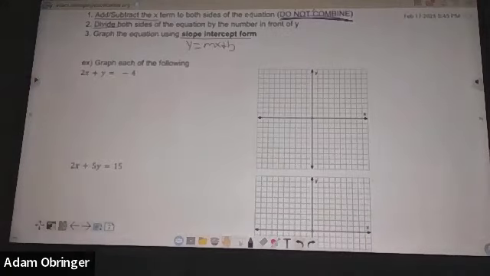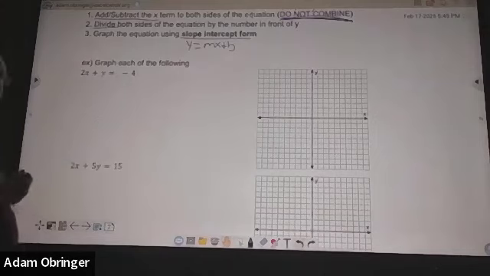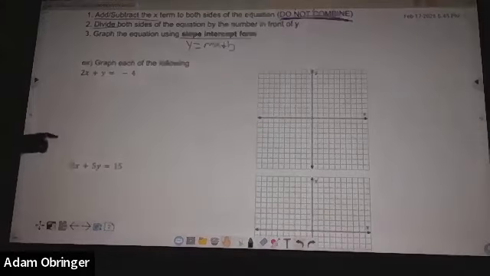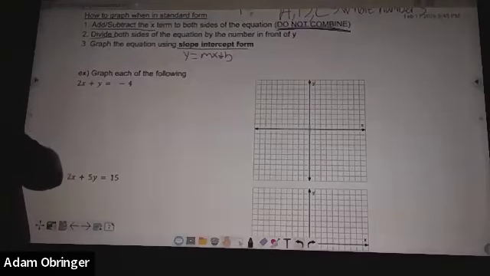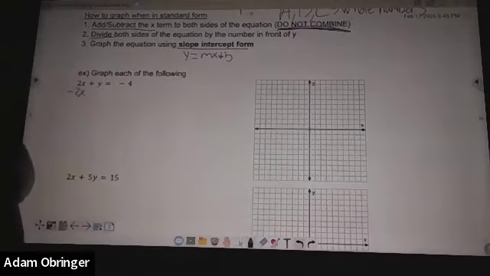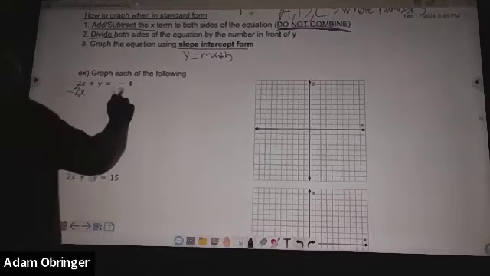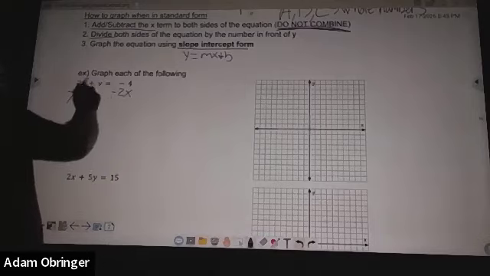So graph each of the following. This is in standard form because it's got an Ax or 2x plus By or 1y equals C, which is -4. So our steps, first we're going to add or subtract the x term. What would make the most sense to cancel this 2x would be if we subtract 2x from both sides. That would allow us to cancel what's here. So if we minus 2x over there, we also have to minus 2x over here. Gotta slash that one out.